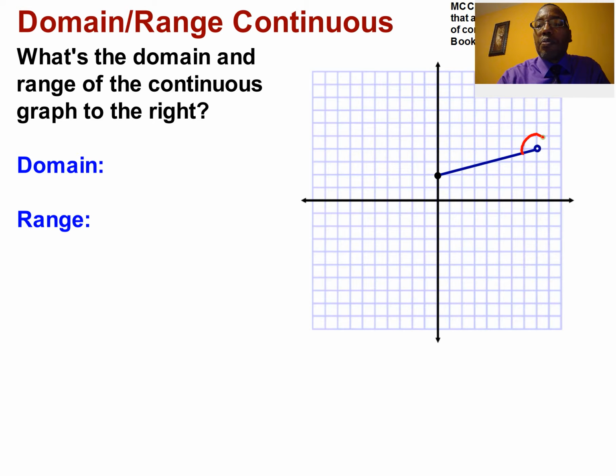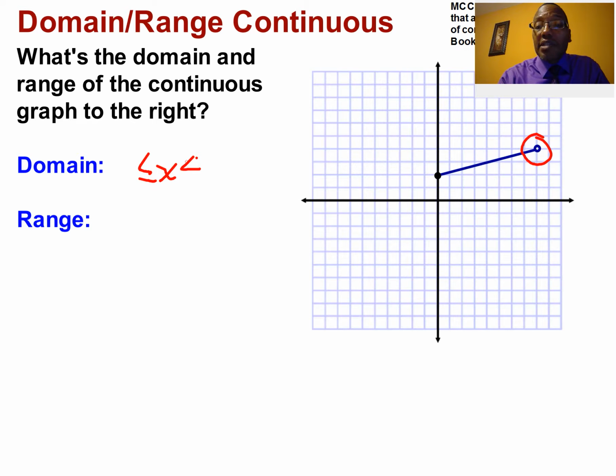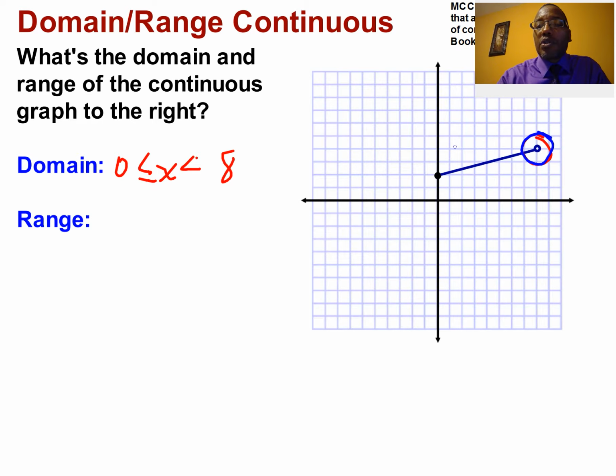I notice an open circle on this end. So my domain will be x less than or equal to x less than. It's still the 0 and 8. But notice this one does not have the equal to. And the range for this one, same. I notice an open circle at that end, bottom to top. The bottom circle is closed. So less than or equal to y less than. And it goes from that 2 to 4.